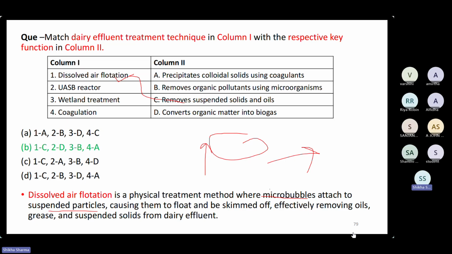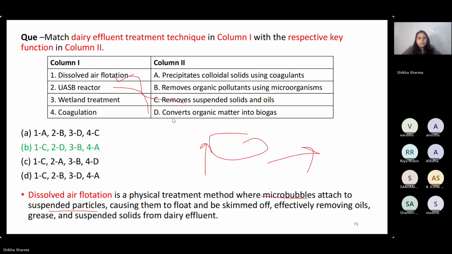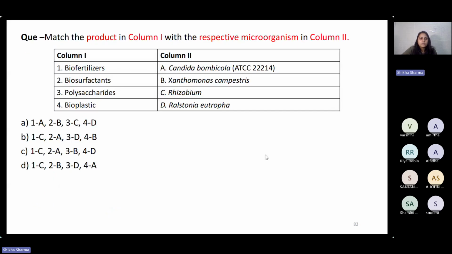Then next is the UASB reactor. So it is basically related to conversion of the organic materials into the biogas. Then wetland treatment is basically to remove the organic pollutants using microorganisms, and coagulation is precipitation of the colloid solids using coagulants. So B is the correct answer here.